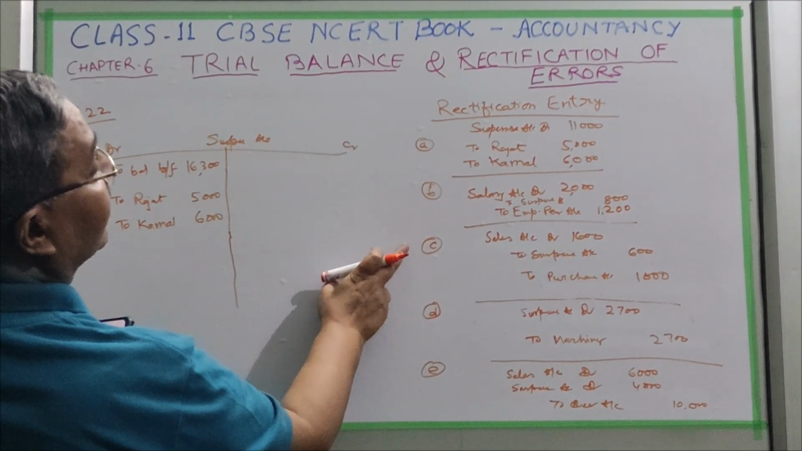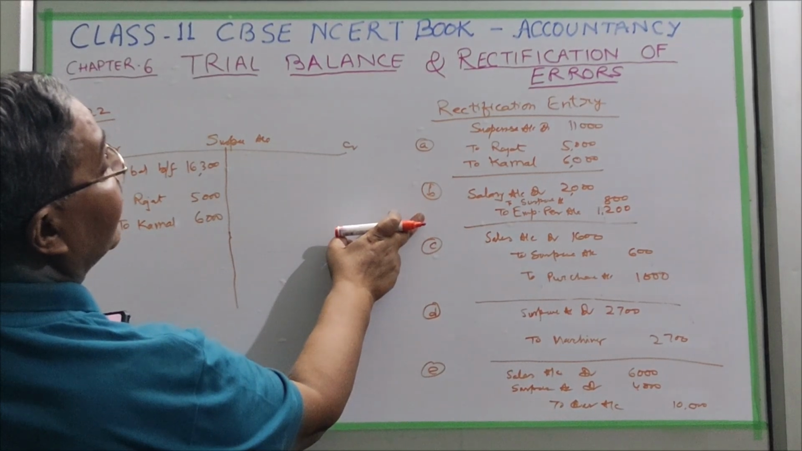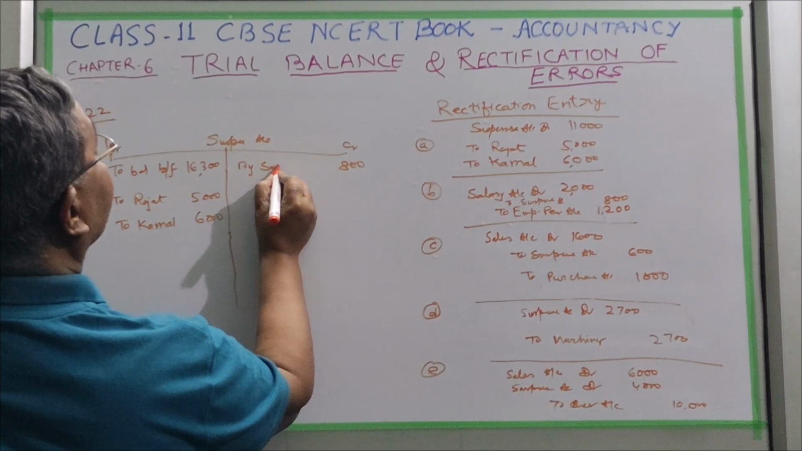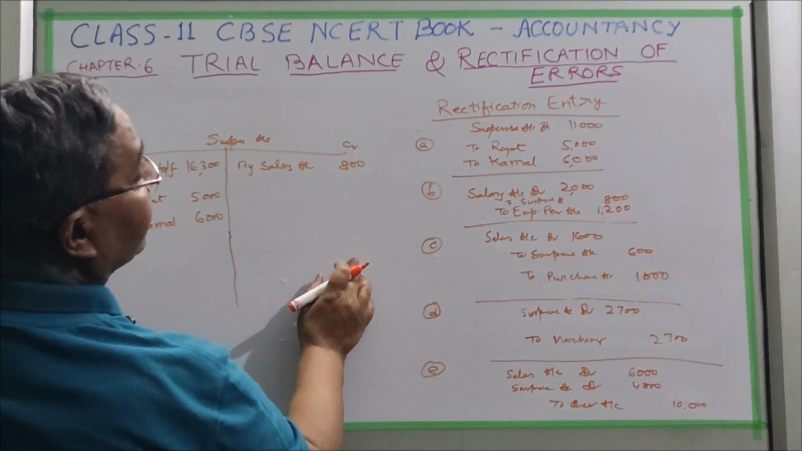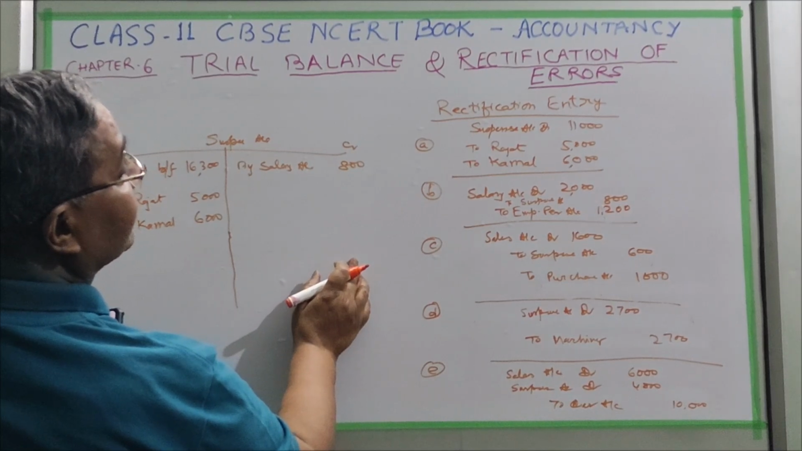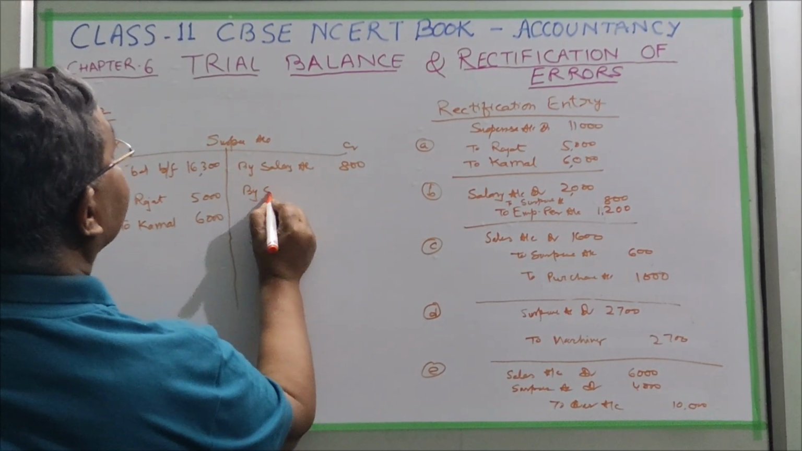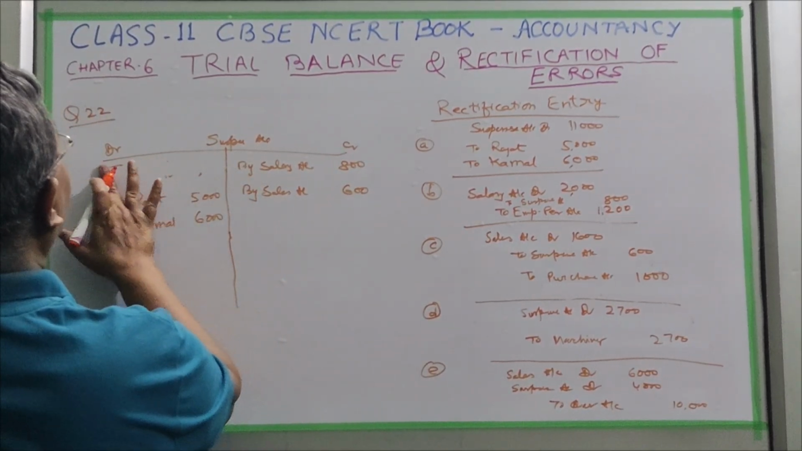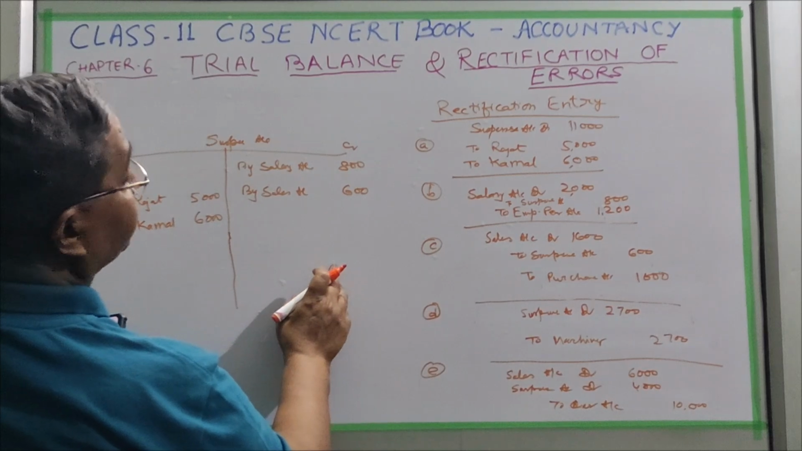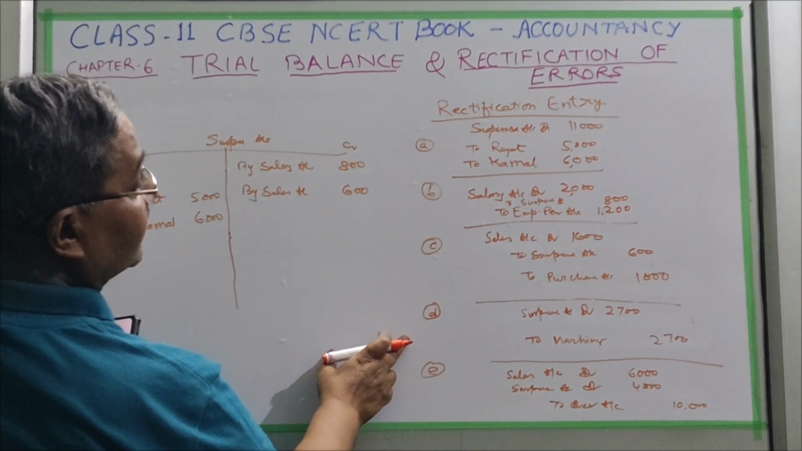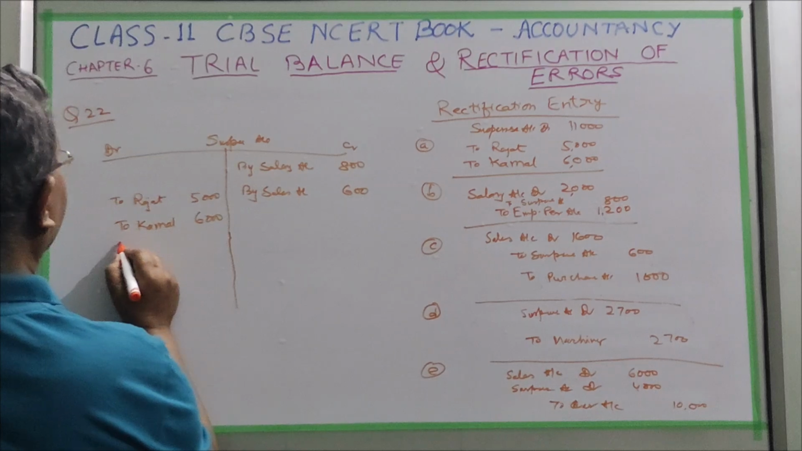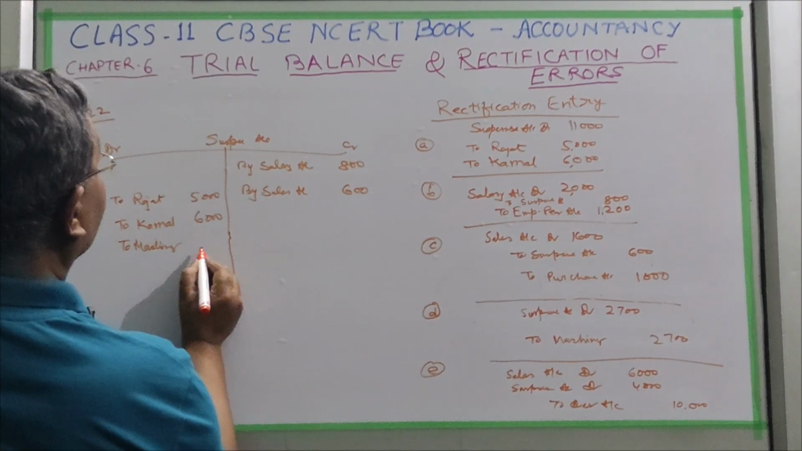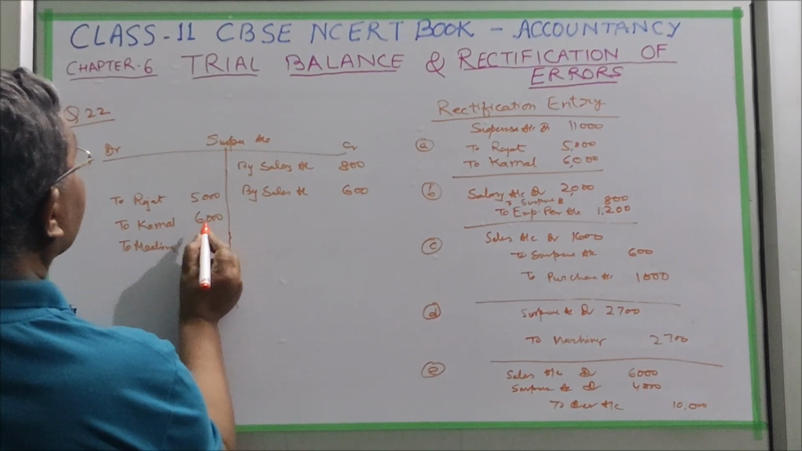Then here also suspense account is there. It is credit side 800 by salary account. Here suspense account 600 by sales account, by sales account 600. Then suspense account is debit to machinery account, to machinery account 2,700. Okay.